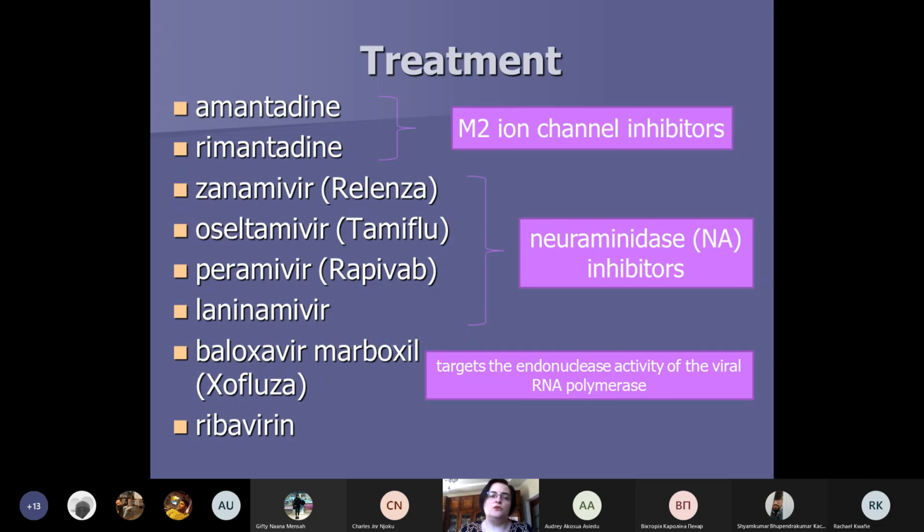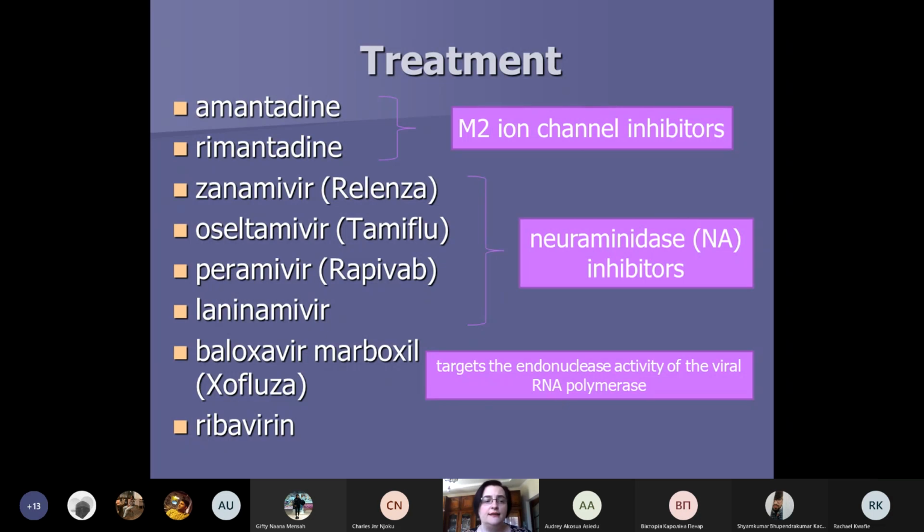Additionally, the earlier neuraminidase inhibitors are provided, the better the outcome. So, late administration can still be beneficial in severe cases. Other neuraminidase inhibitors include laninamivir and peramivir, the latter of which can be used as an alternative to oseltamivir for people who cannot tolerate or absorb it.